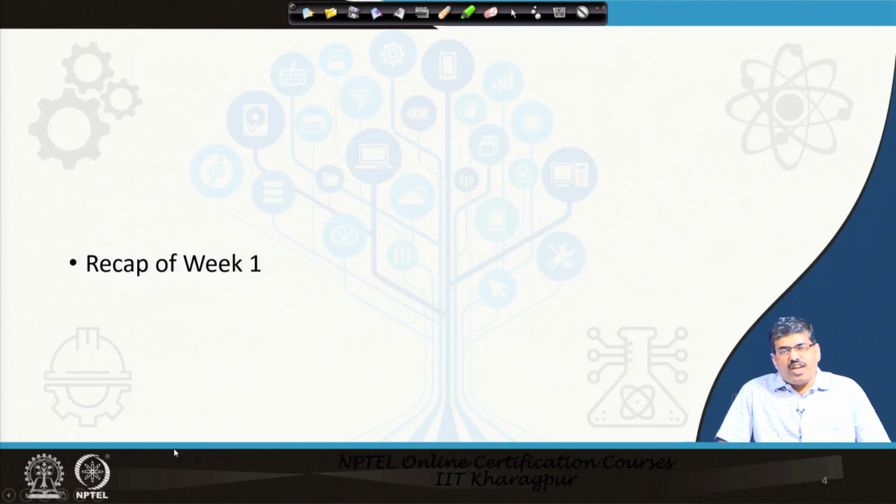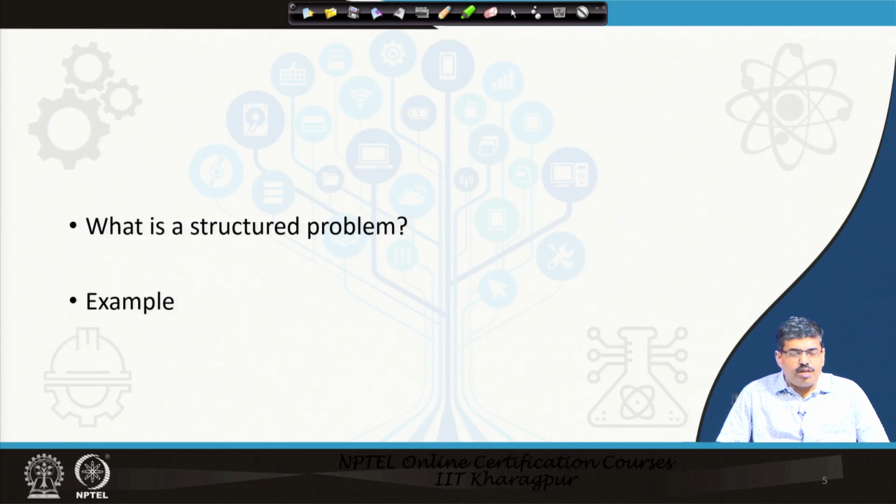Let us have a brief recap of what we had in week 1. In week 1, we gave you the basics of what is a decision support system, how does it work, etc. Okay. Now, let us take an example of what is a structured problem. Remember, we started with structured problem, semi-structured problem and unstructured problem. So, let us take what is a structured problem. Okay. Let us take an example.